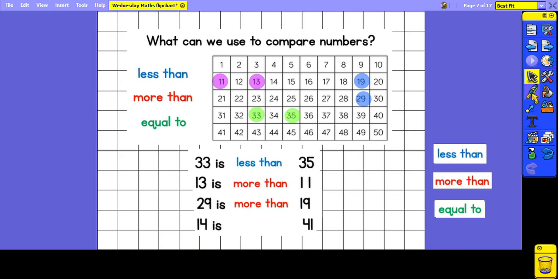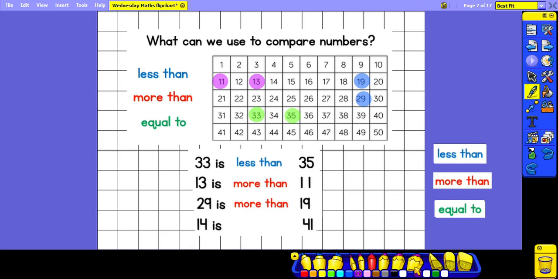And then finally, we are comparing 14 and 41. So 14 is here and 41 is here. So is 14 less than, more than, or equal to 41? Well, we can see that it is less than.